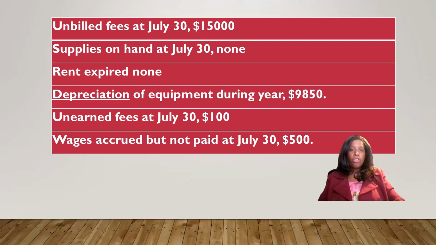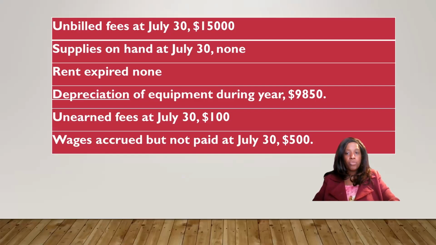Here we have unbilled fees at July 30, at $15,000. Supplies on hand at July 30. Now, in accounting, supplies are treated as an asset. So yes, you take it down and you do it every time you do your inventory.